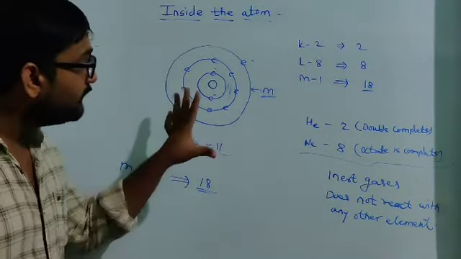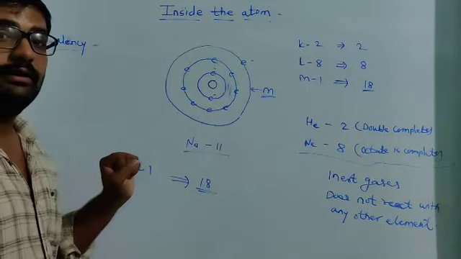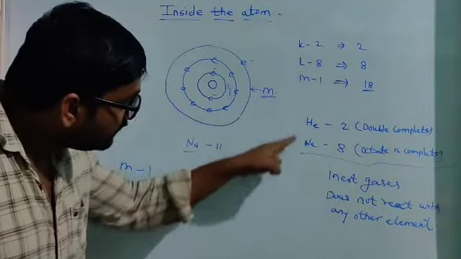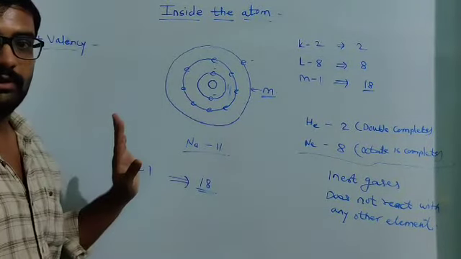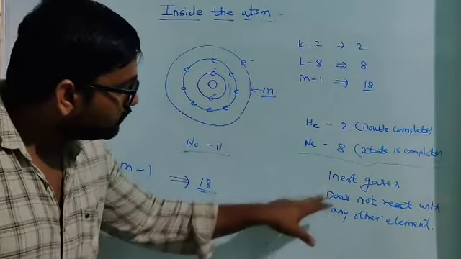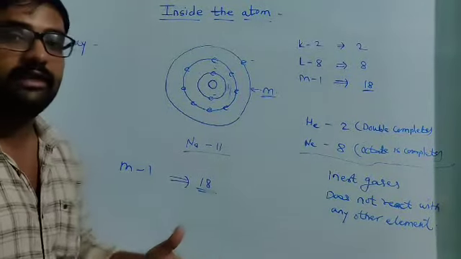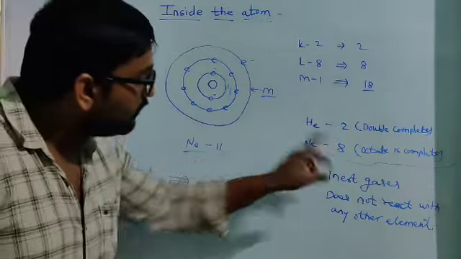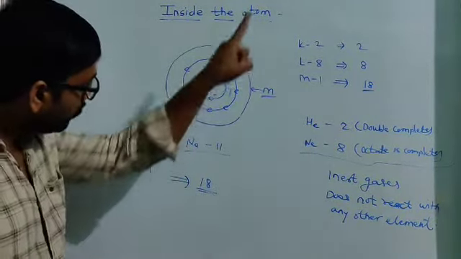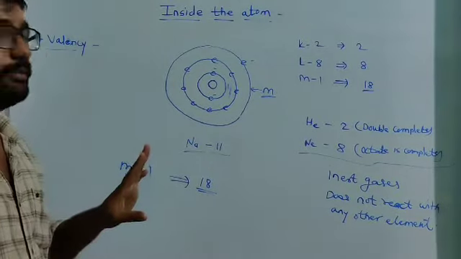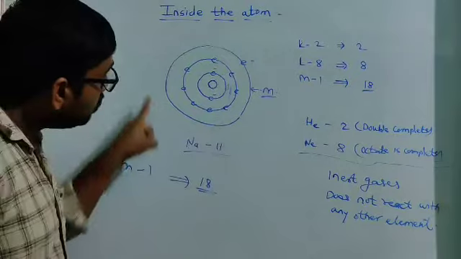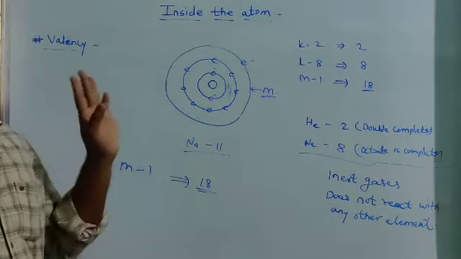That is why this element does not have properties like these two gases. They become inert, meaning the element does not react with any other element, when their doublet or octet is complete. But here, one extra electron is present in the outermost orbit and the outermost orbit is not completely filled.